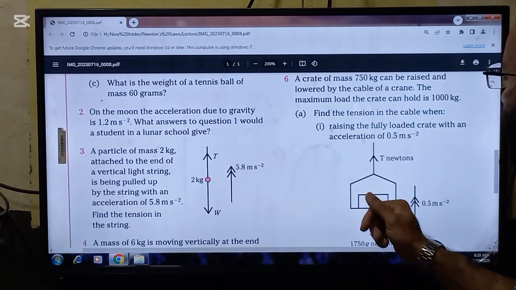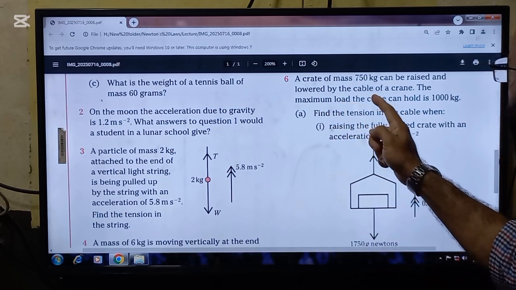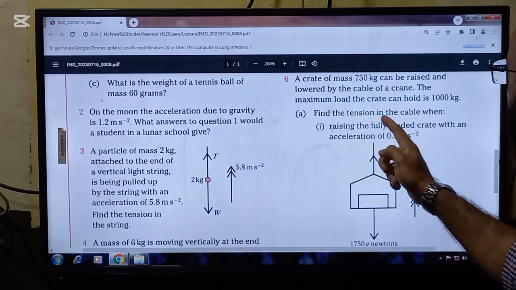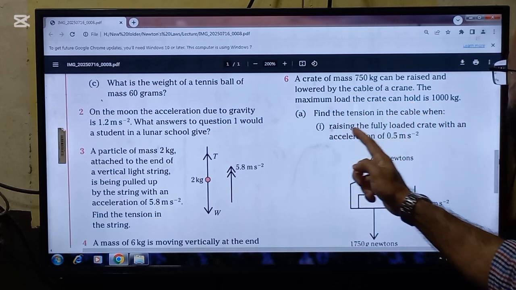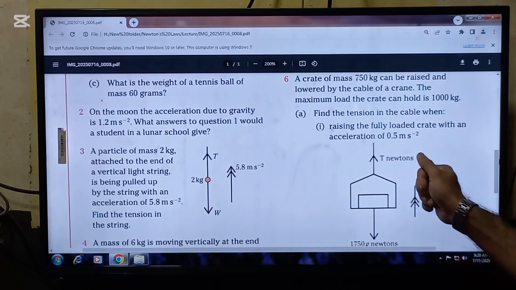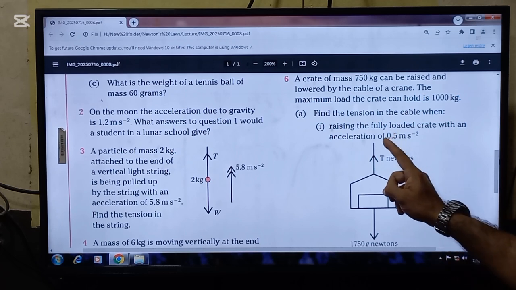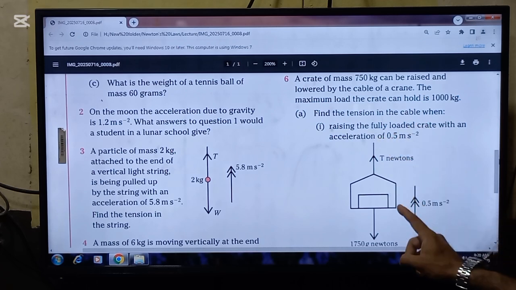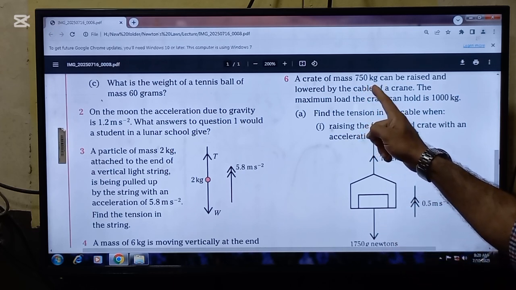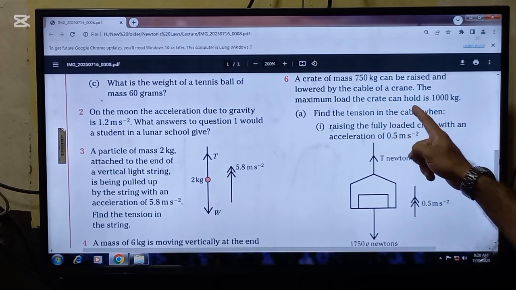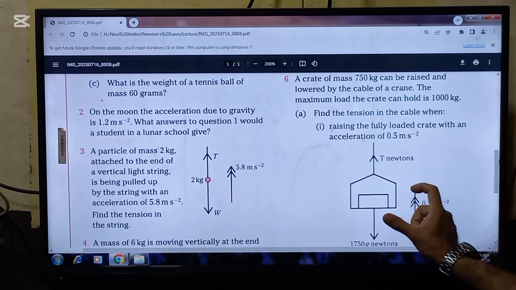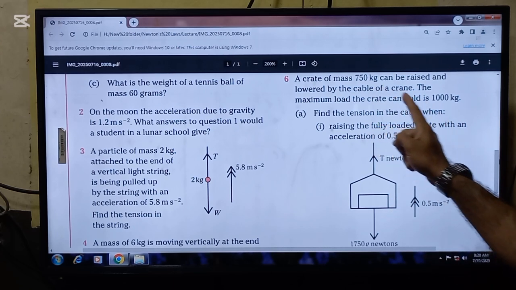Here is a question now. So concentrate yourself. A crate of mass 750 kg can be raised and lowered by a cable of the crane. The maximum load the crate can hold is 1000 kg. Find the tension in the cable when raising the fully loaded crate with an acceleration of 0.5 meter per second square. So fully loaded crate means the total mass of the crate at that time when it is fully loaded. The mass of the crate is 750 and it can hold a maximum load of 1000 kg. So the total mass of the fully loaded container will be 1750 kg.